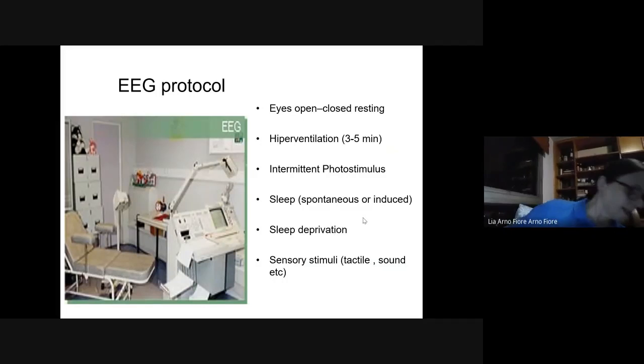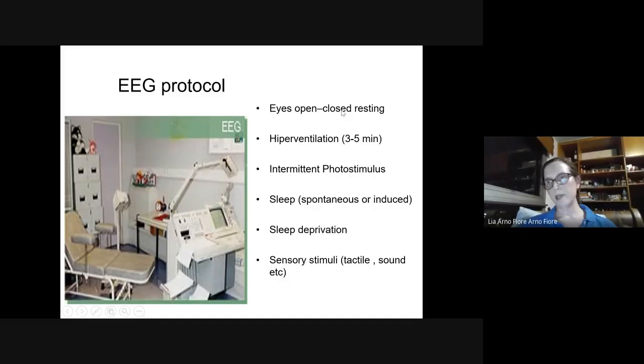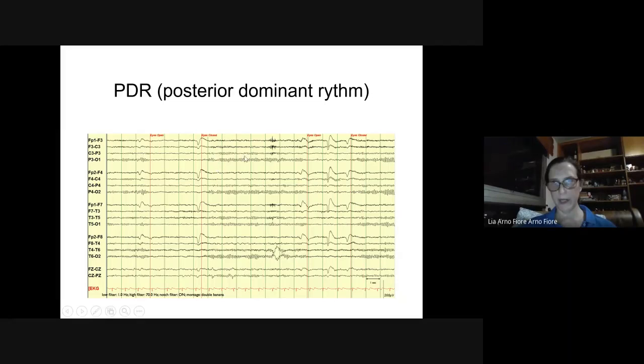So first, what we do is ask the patient, resting, to open and close his eyes. This has a reason, because of the alpha rhythm that's occipital, which we call the posterior dominant rhythm. Usually it's in the alpha range, that would be normal. When you open your eyes, it's suppressed. When you close your eyes, it appears again. This is what we call reactivity. It has a good reactivity, right? If you're in a coma, this doesn't happen.